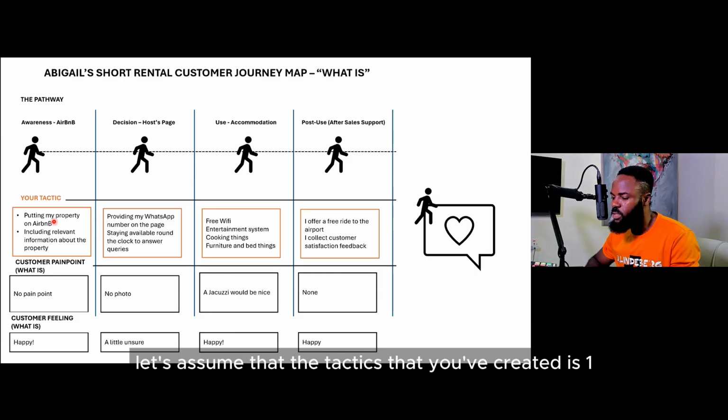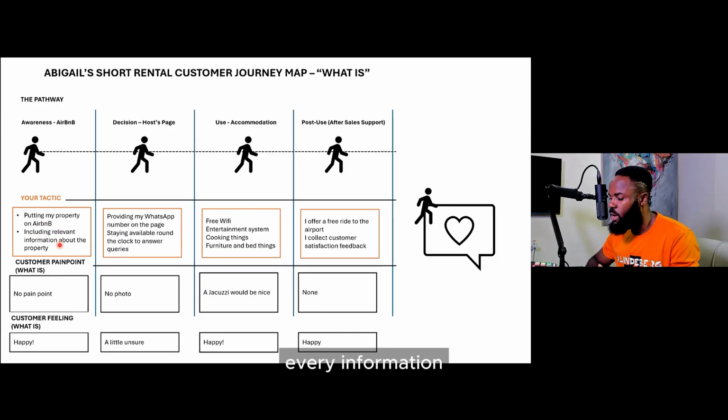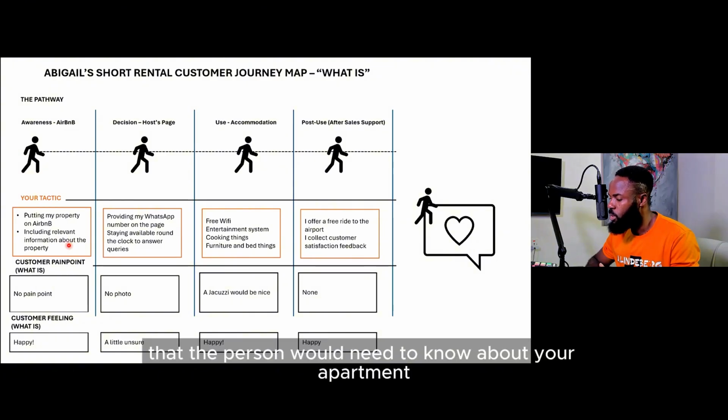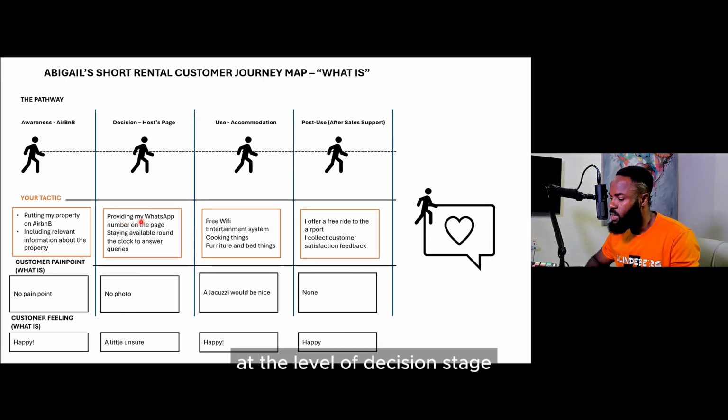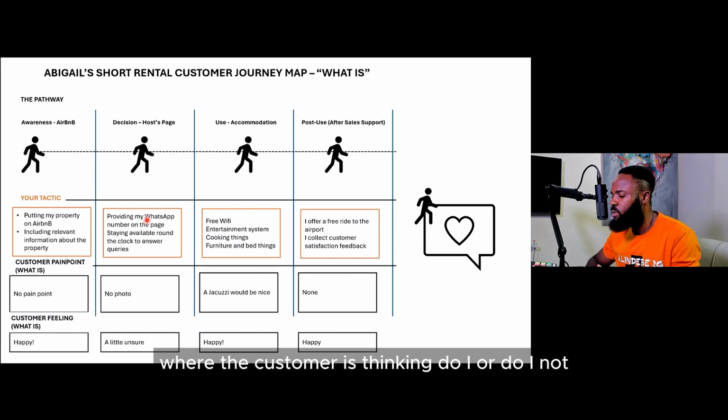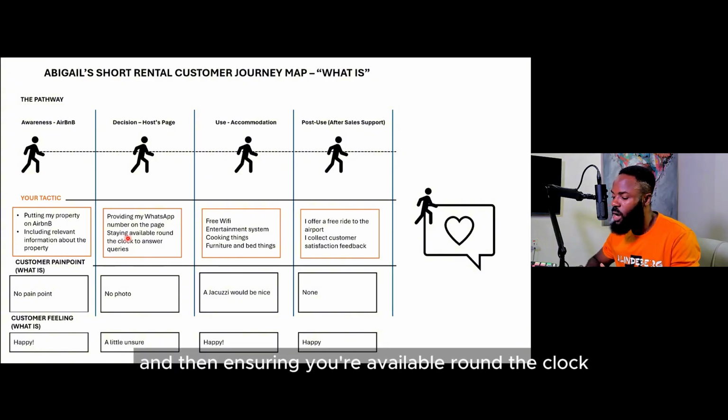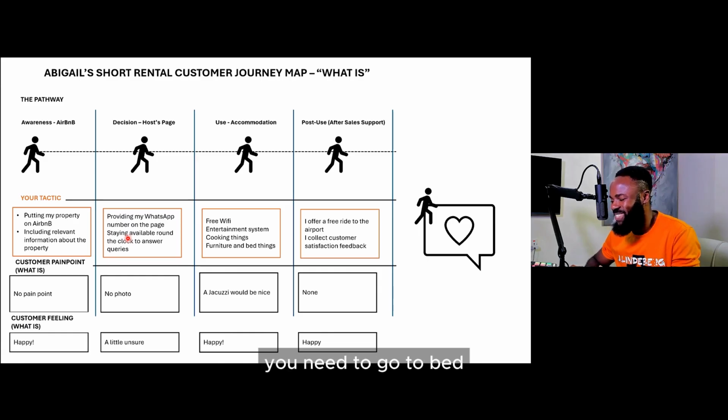Now let's assume that the tactics that you've created is one, putting your property on Airbnb. Another tactic is including every information that the person would need to know about your apartment. At the level of the decision stage, where the customer is thinking, do I or do I not? You will include things like your WhatsApp number. That's what currently happens, right? On the page. And then ensuring you are available round the clock to answer queries. Of course, you need to go to bed. So when I say round the clock, I leave that to your discretion.